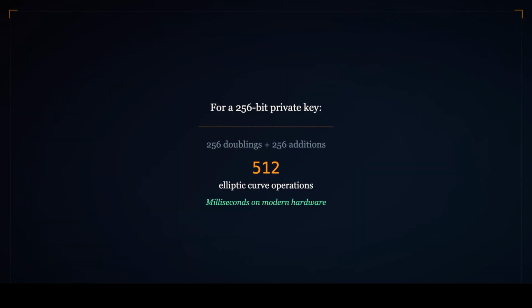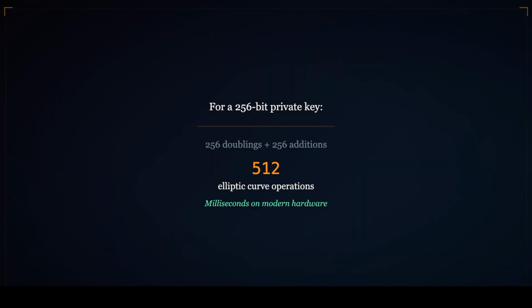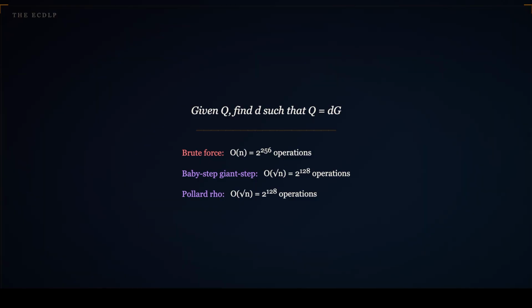For a 256-bit private key, the double and add algorithm requires at most 256 doublings plus 256 additions. That is 512 elliptic curve operations. This runs in milliseconds on modern hardware. Now the critical question. Given the public key Q, can we recover the private key d?